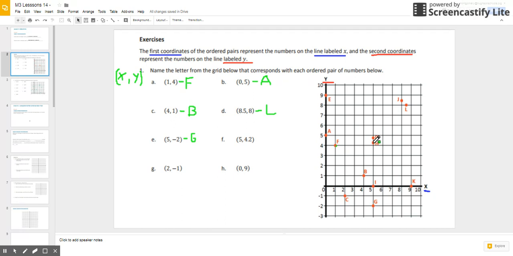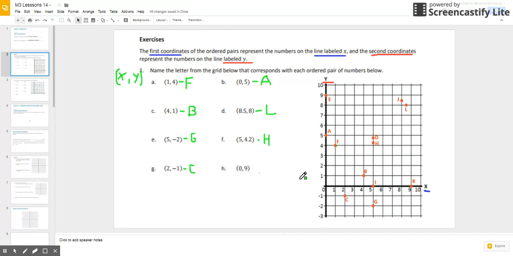We look at G, over 2, negative 1, so that means down 1, over 2, down 1, which is C. And the last one, (0, 9). So 0, remember, means it doesn't go side to side, but it goes up 9. So it would be E.